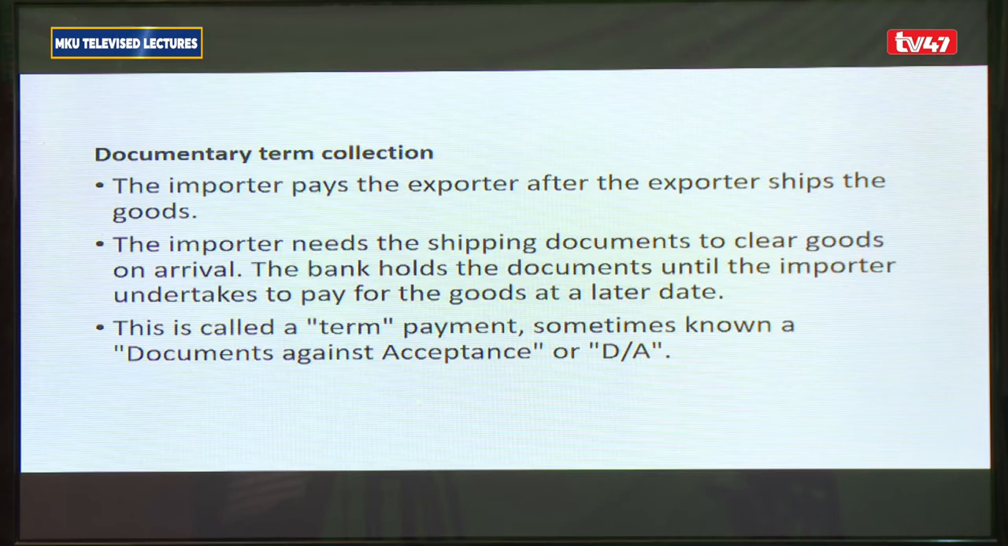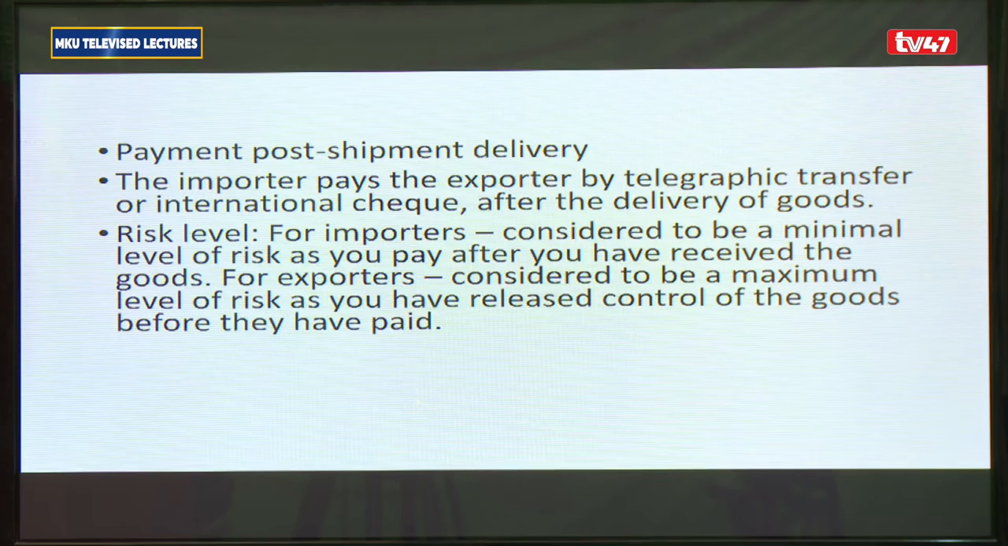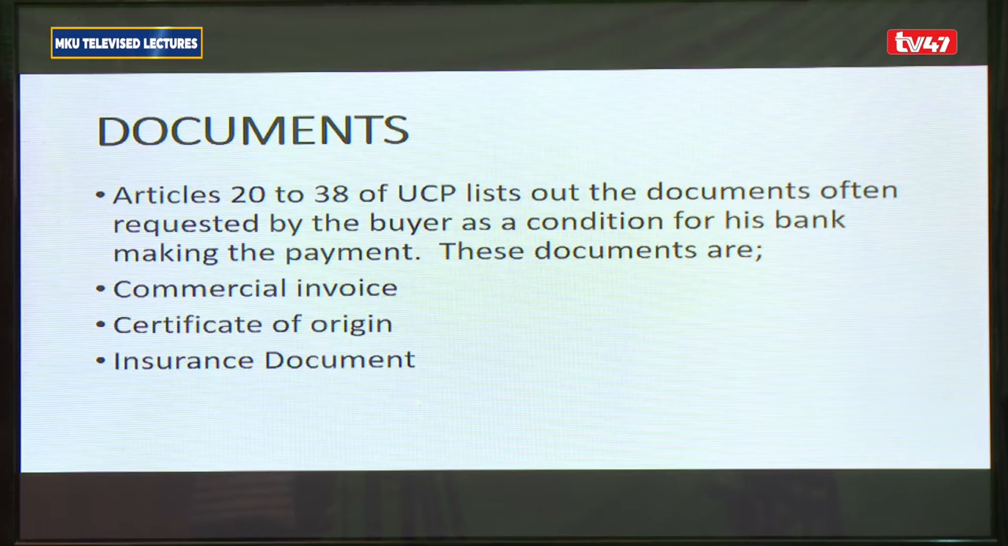There are also risks that are applicable in the sense of the importers and the exporters. Then we have payment post shipment delivery. In this sense, the importer pays the exporter by telegraphic transfer or international check after the delivery of goods. Okay, now if we need to look at the documents that are applicable, Article 20 to 38 of the UCP 500 lists out all the documents that are necessary for an international transaction to occur, okay?